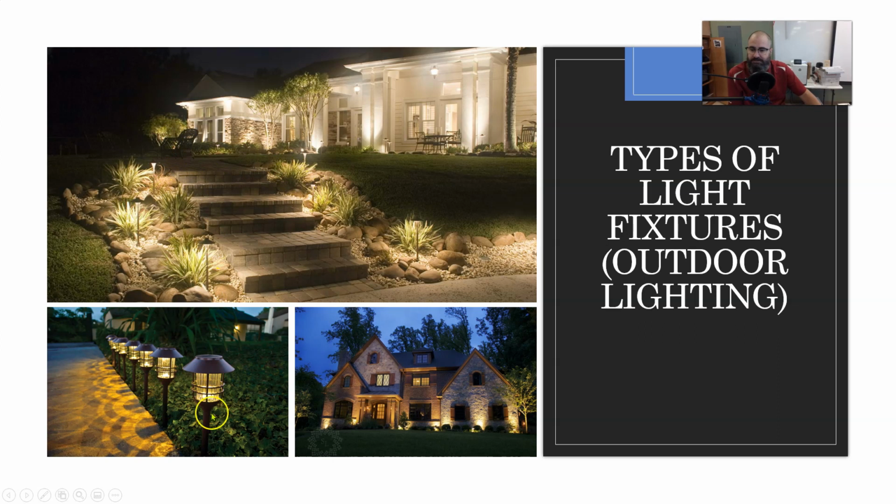Down here in the bottom left, this is a path lighting application. Over here on the bottom right is more of an accent lighting, where they basically are shining the lights up on the house itself. Now that does provide some security lighting as well, but as you can see the way it's applied, it's really meant to focus on the aesthetic values of the home itself. Okay, but that is outdoor lighting.